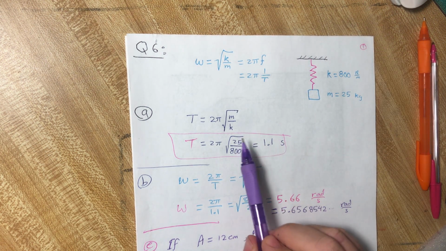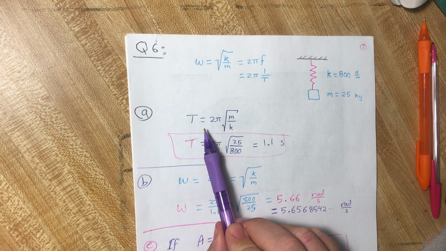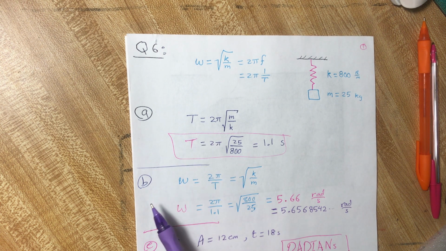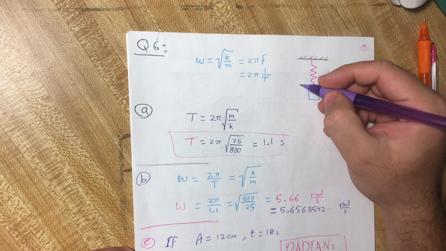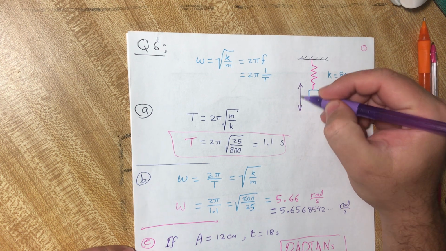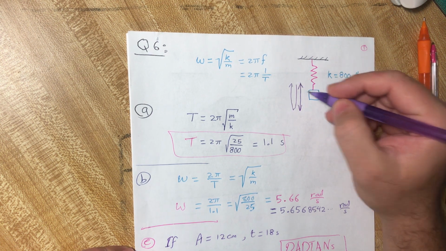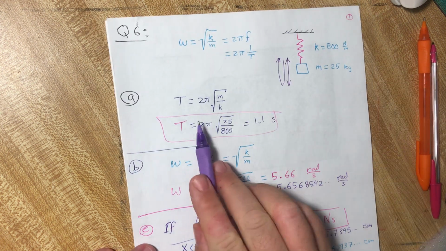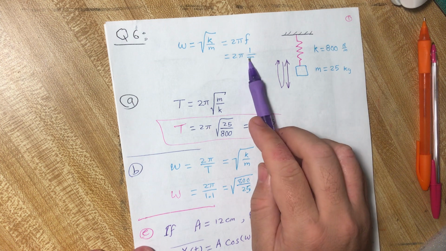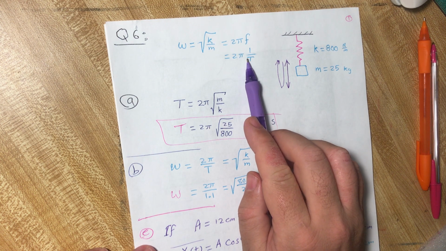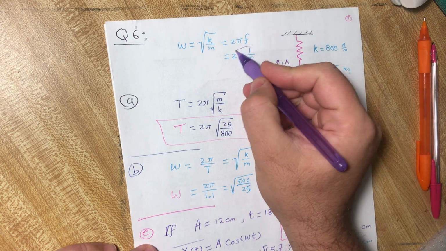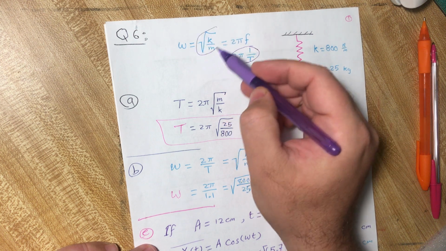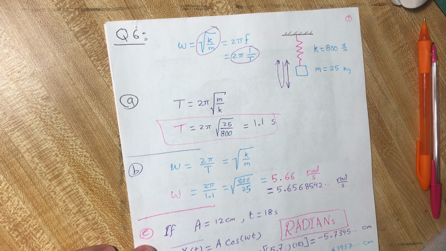Now we need to find the period T, the time that this mass needs to go through a total oscillation. From this part and this part, we can find that T is equal to 2 pi times the root of m over k.